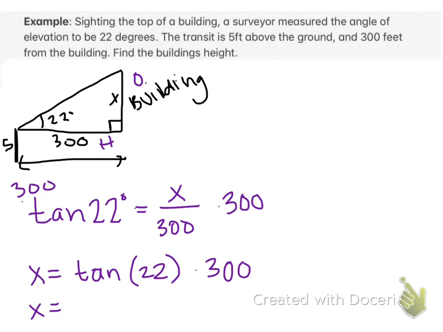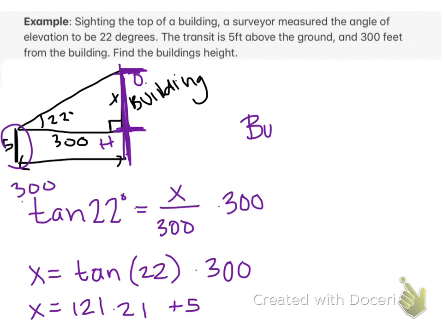Now, when you get this measurement, you get 121.21. Now, the problem is that the building is this whole piece right here, and that x that we found, so 121, is just this part of the triangle, but now I have to add the extra 5 feet that the surveyor is standing with the transit. So when I add 5 feet, we know that the building is 126.21 feet tall.